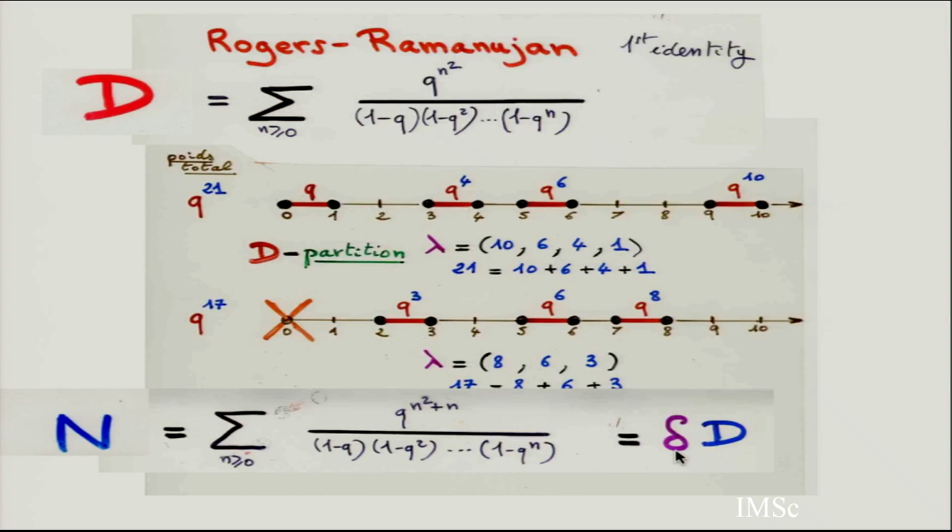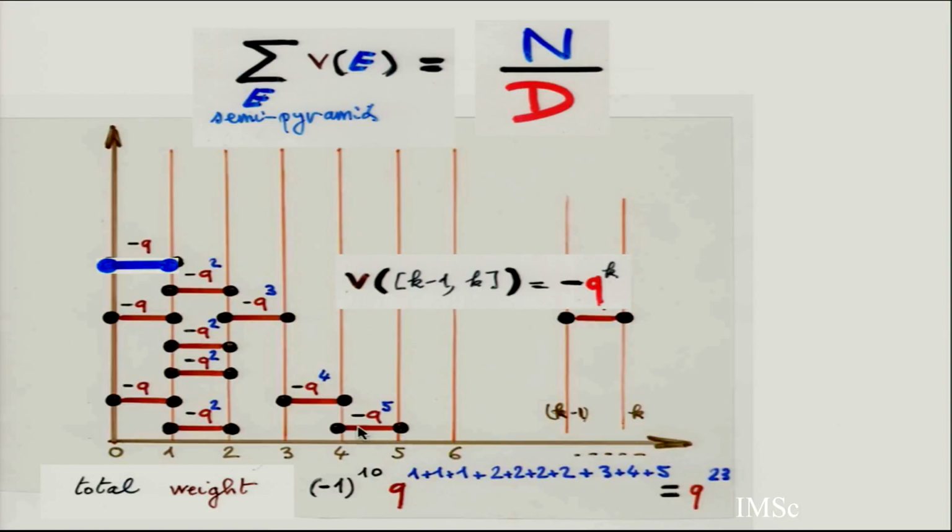Now the numerator is just a shift. It's just trivial heaps of dimers which does not contain the point 0. So it's a shift. So shift means you multiply this left-hand side D by q power n to be sure that you don't have any part equal to 1. You are shifting this, and this is the left-hand side of the second Rogers-Ramanujan identity.